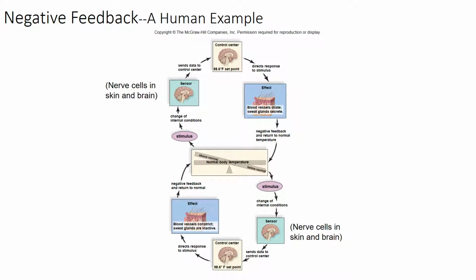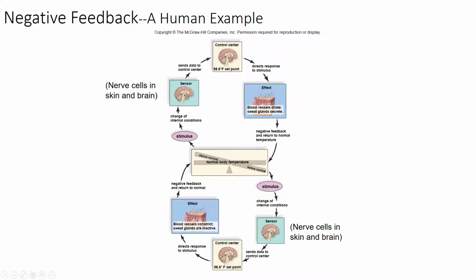Now, here's another example of negative feedback. This is body temperature. The top loop here, if you have normal body temperature and then you go outside, well, it's very hot that day. Let's say it's 100 degrees. The nerve cells in your skin and your brain will send a message to your hypothalamus, which is your control center for body temperature, and it will send a message to your skin, and your blood vessels will dilate, your sweat glands will secrete, you'll start to sweat, and you will cool back down and return to normal temperature.